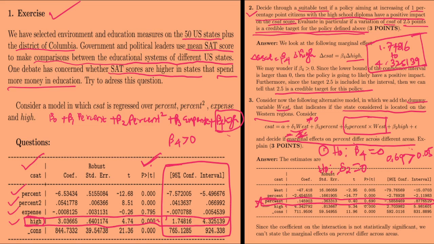So, do the marginal effects on percent differ across different areas? No, we don't think so, because only if delta 2 were statistically significant could we say yes, it differs across different areas. But since your interaction term, percent times west, is not significant, the coefficient of the interaction is not statistically significant. So you can't state that marginal effects on percent differ across areas.